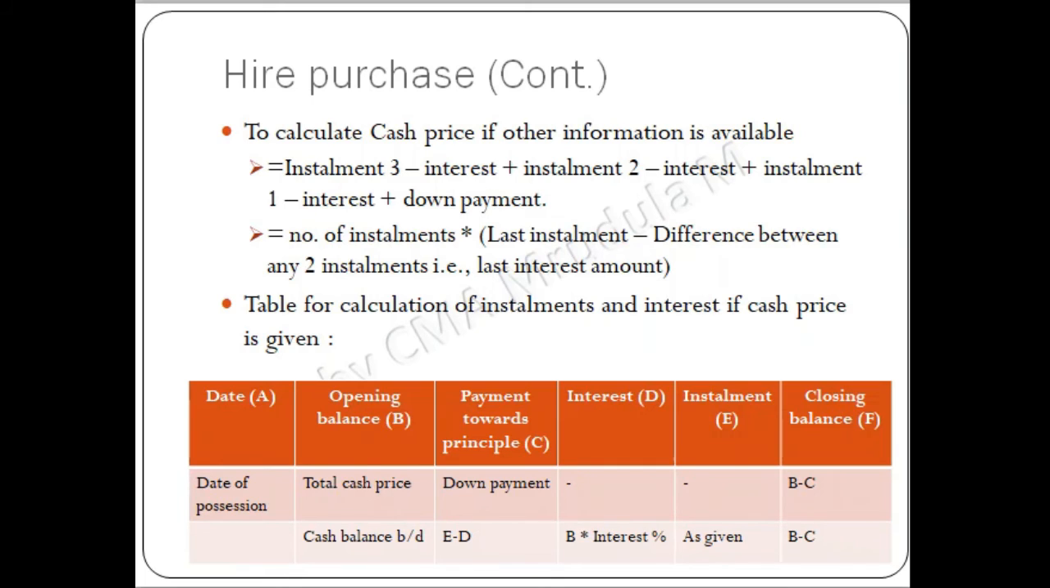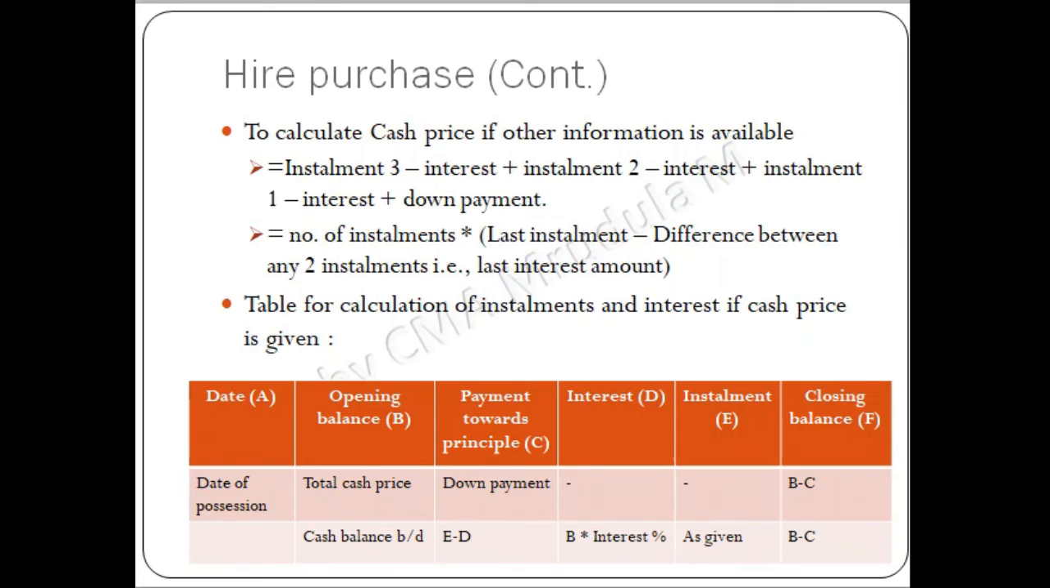Another formula for calculating the cash price is number of installments into the last and final installment minus difference between any two installments, which is basically the last installment's interest amount. So this second formula is followed when the interest amount is not provided in the question.